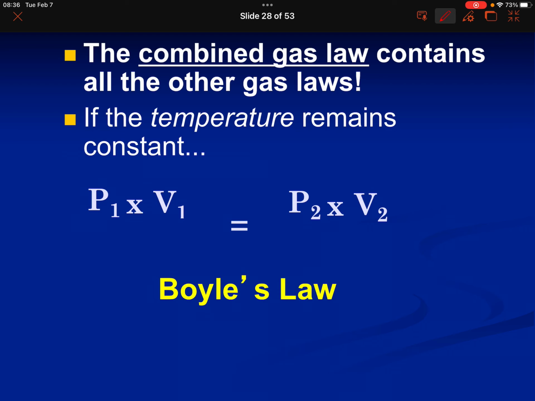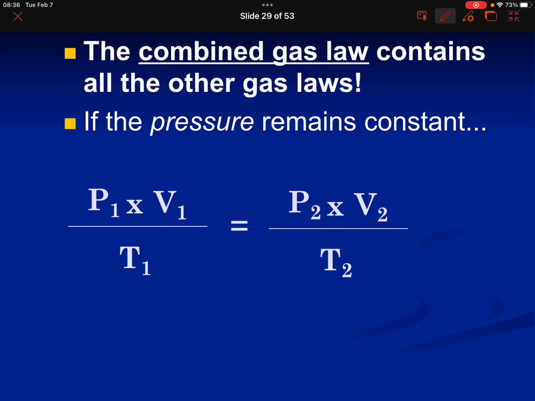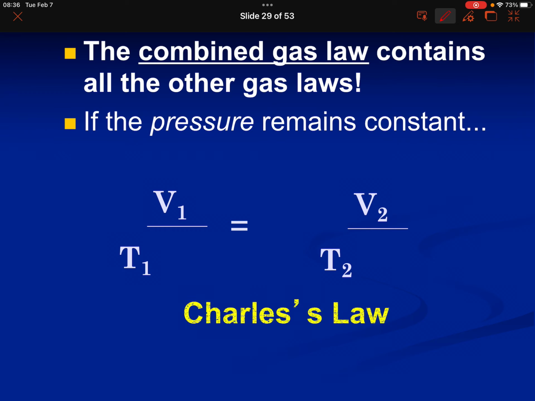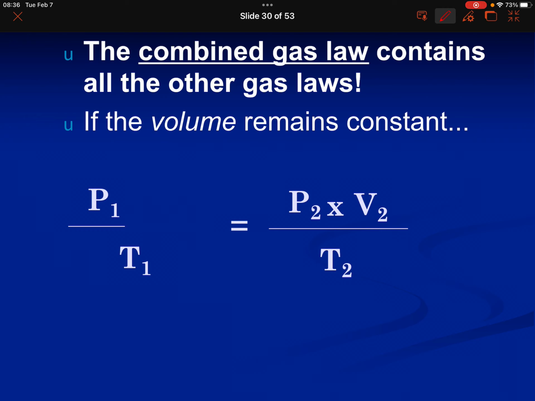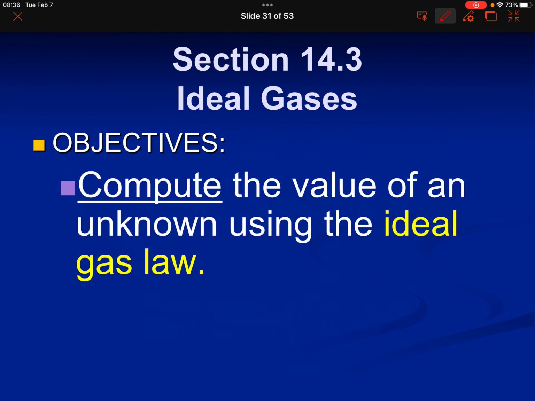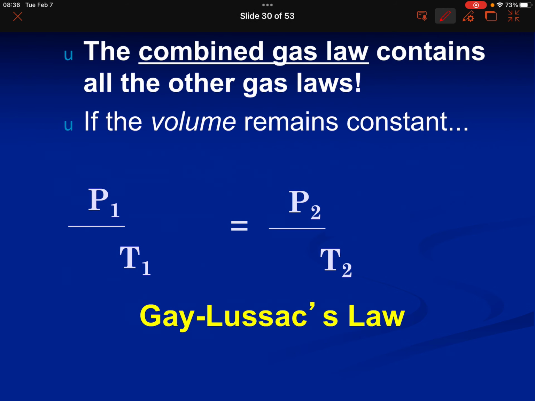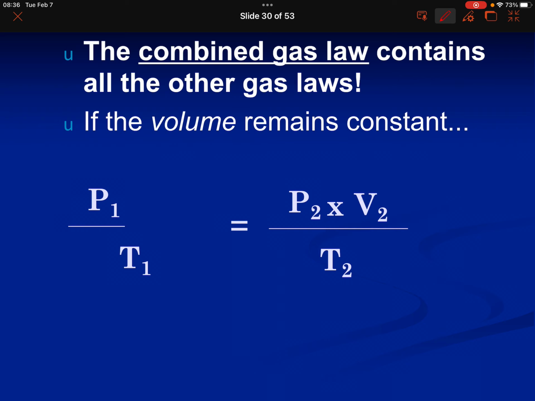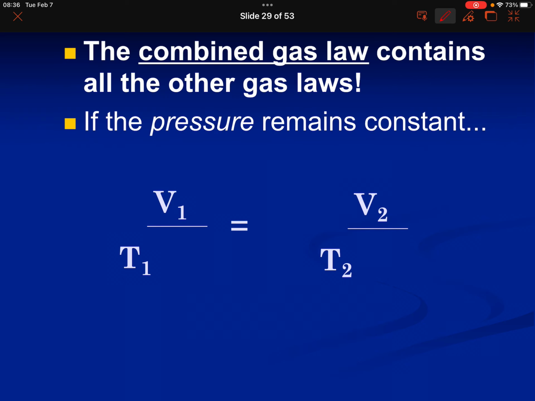So take a look at this. If temperature remains constant, the temperatures go away, and we have Boyle's law. So all you have to do is cross off the temperatures, or ignore the temperatures, on the combined gas law, and you can get Boyle's law. If pressure is constant, let's get the pressure terms out of there. Oh, look, now we have Charles's law. So if I say at constant pressure, just ignore pressure. Now let's do volume. Oh, there's Gay-Lussac's law.